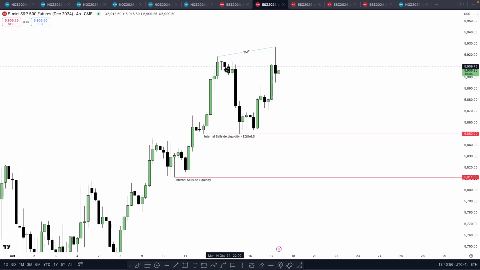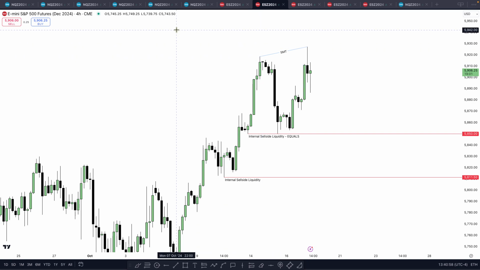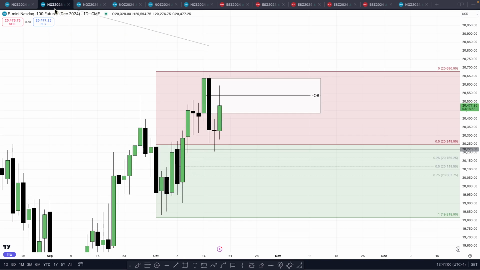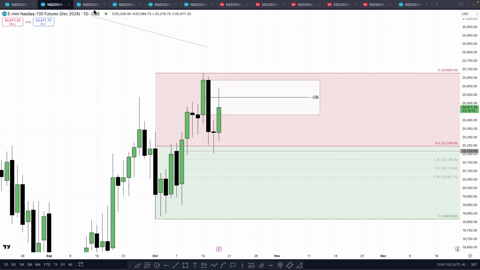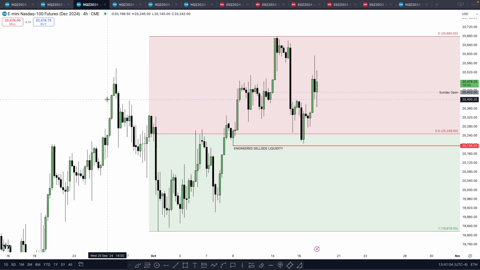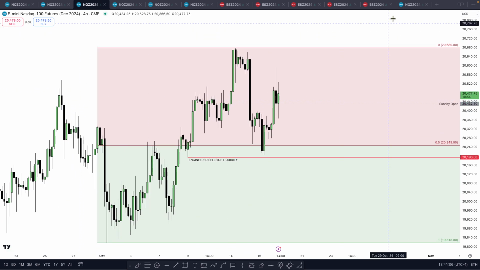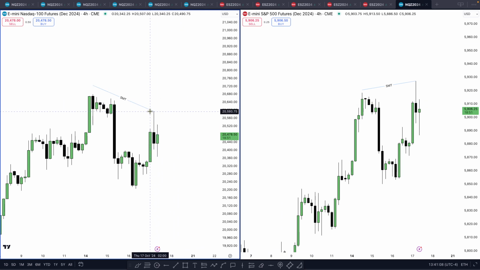But we have this SMT, right, in relation to Monday's high. You can see ES there making the higher high. NASDAQ here failing, and I have a template here. So this is your SMT.